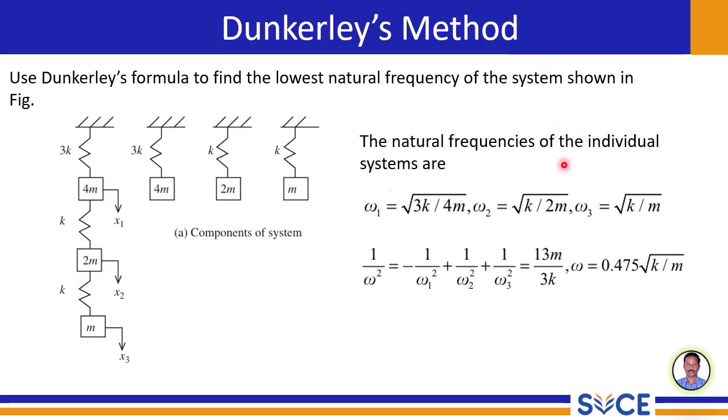Now we have understood the theoretical basis of Dunkerley's method. Let's apply it to a practical example. Consider the system shown in this figure. It consists of 3 masses connected by springs. Our goal is to find the lowest natural frequency of the system using Dunkerley's formula.